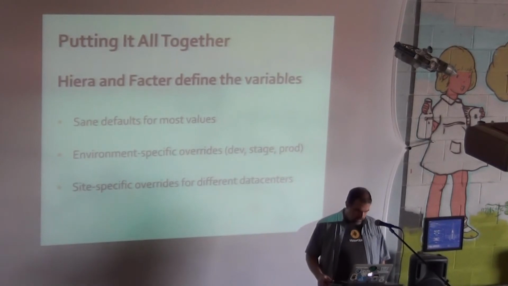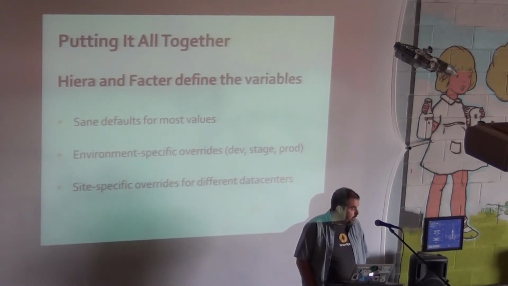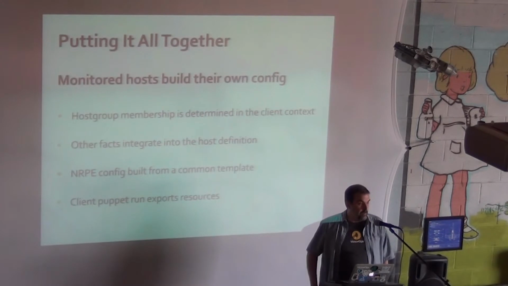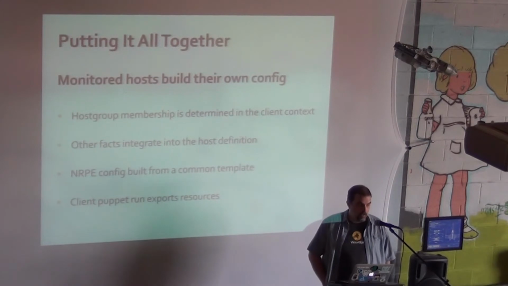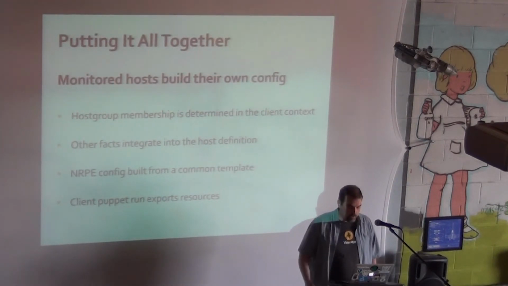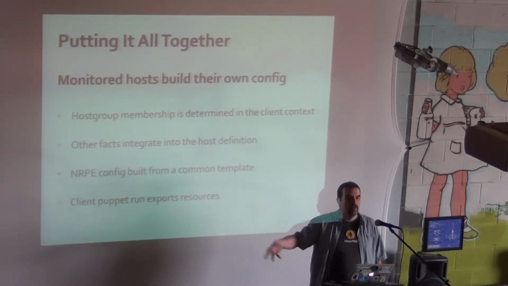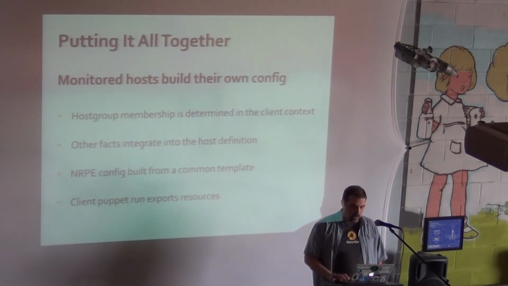Okay, so to put the pieces together, Hiera and facter come into play first, of course, defining variables for our monitored hosts that they'll need to export their resources. Again, we're making use of Hiera to provide sane defaults for most variables and allow for environment and location-specific overrides. Monitored hosts figure out for themselves what host groups they belong to. They assemble their config objects for export. And they build their NRPE config for the locally running NRPE daemon. And that's how Nagios does remote checks of things like file system utilization and other local services on monitored hosts, if you're not familiar with it.